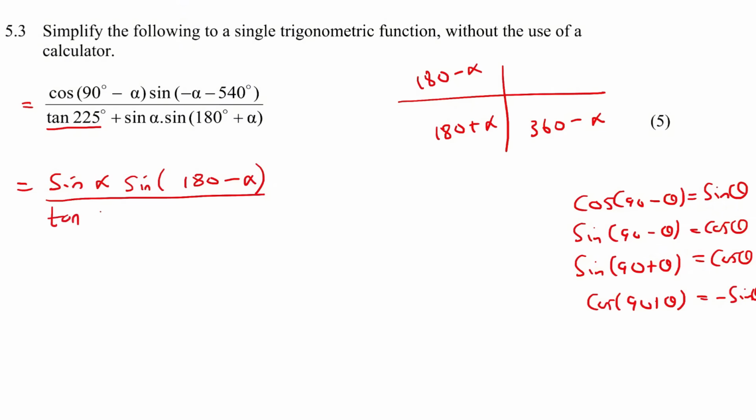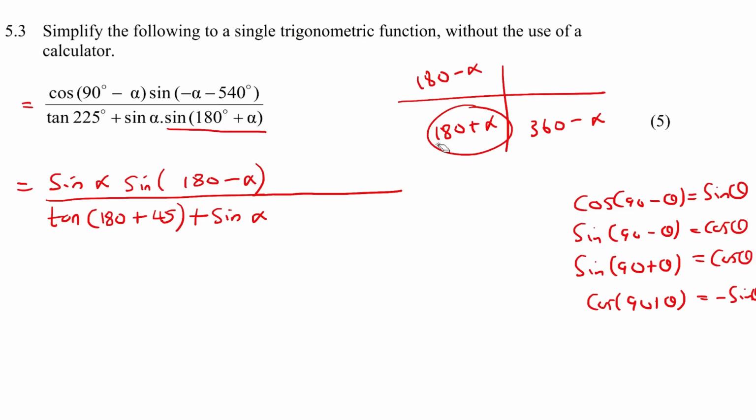Then the next one, this is just a number now. So we're going to rewrite that as, now which quadrant is 225? That would be quadrant 3. So we write it as 180 plus. Now 180 plus what? 45. Because I know that that gives me 225. Okay, then I have a plus, sin alpha. I'm not going to do anything with that. This is lovely because it's already on my diagram. I know though that sin is negative there, so I'm going to put negative sin alpha.